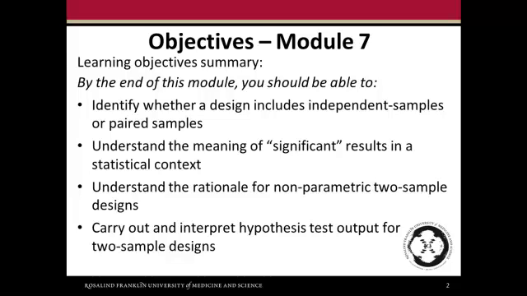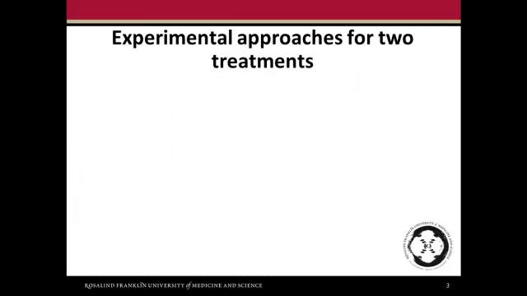You should be able to understand the meaning of significant results in a statistical context, understand the rationale for non-parametric two-sample designs versus parametric two-sample designs, and also carry out and interpret hypothesis testing output for two-sample designs. So when we have a question, there are different experimental approaches that we can take when we have two different treatments that we're looking at in terms of our independent variable.